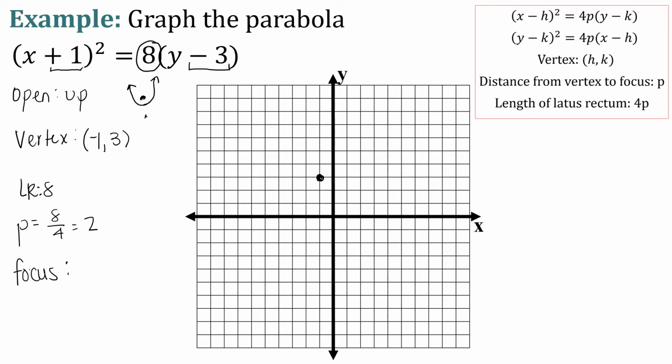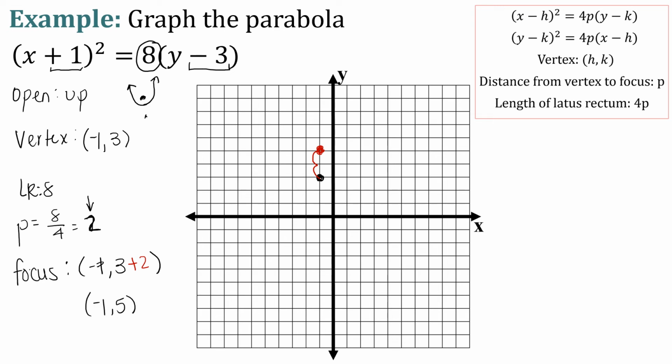So because this problem opens up, I know that my focus is going to be 2 spots above my vertex. So I have to go up 1, 2, and that is where my focus is. So my focus is 3 plus 2, right? We added 2 to it. So our focus is -1, 5.